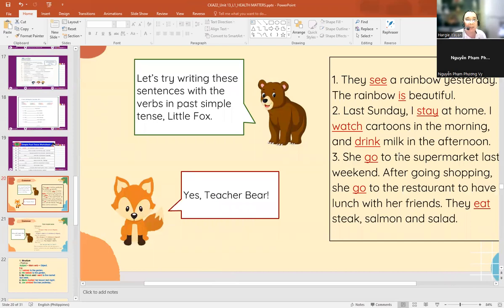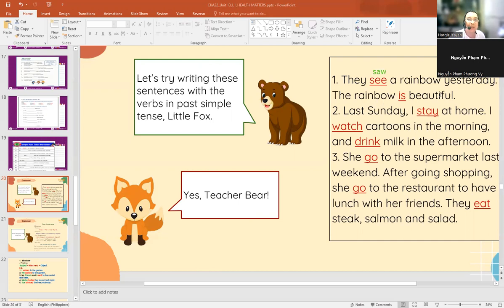Okay, now look at this one, V. Let's try writing these sentences with the verbs in the past simple tense. Okay, let's try to do this. They see a rainbow yesterday. The rainbow is beautiful. So what do you think would be the past tense of see? Going back to our lesson, it's saw, right? They saw a rainbow yesterday.